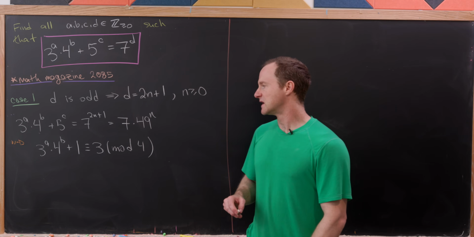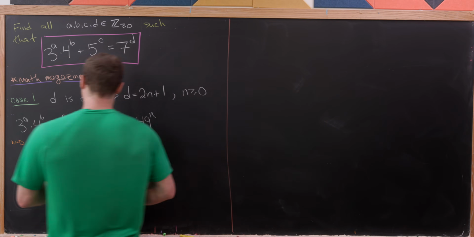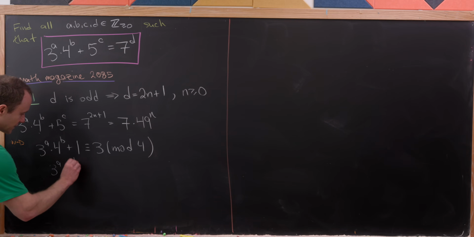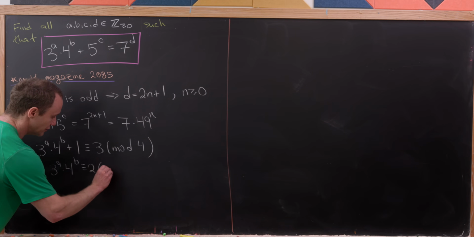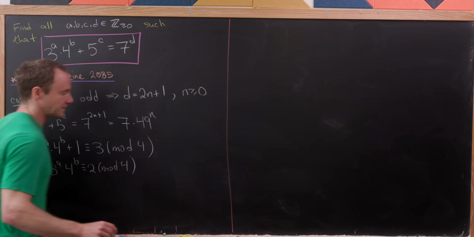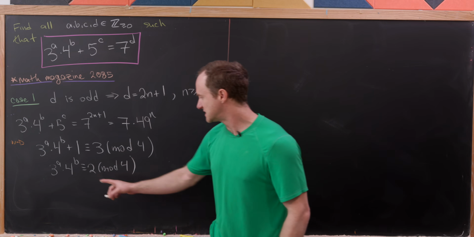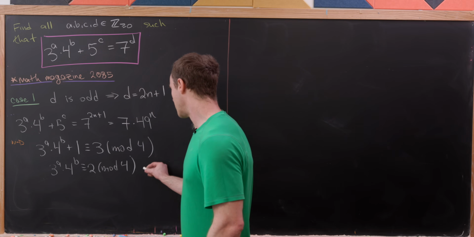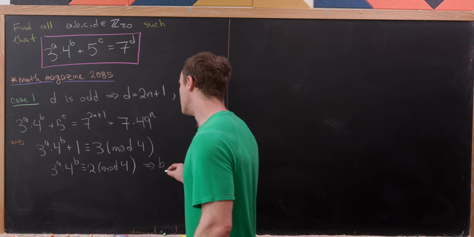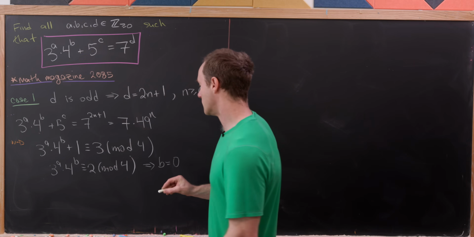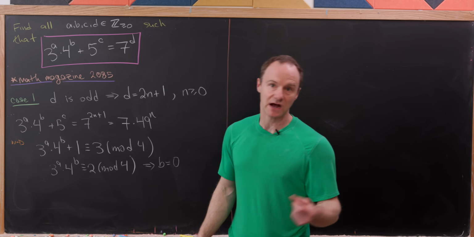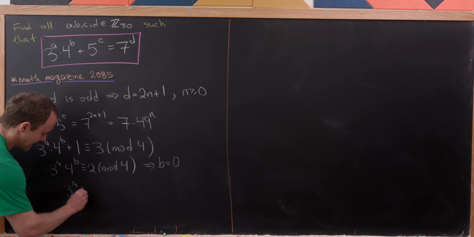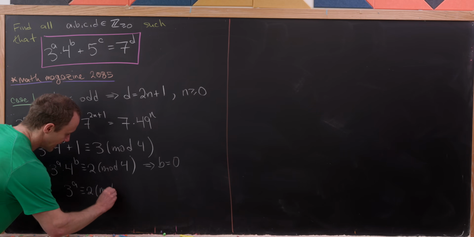Okay, so anyway, let's see what we have now. We can subtract this 1 over, and we'll have 3^a times 4^b is congruent to 2 modulo 4. But now observe that this is not 0 mod 4. Since this is not 0 mod 4, that means b must be equal to 0, because otherwise the left-hand side would be 0 mod 4. That means we'll have 3^a is congruent to 2 mod 4.